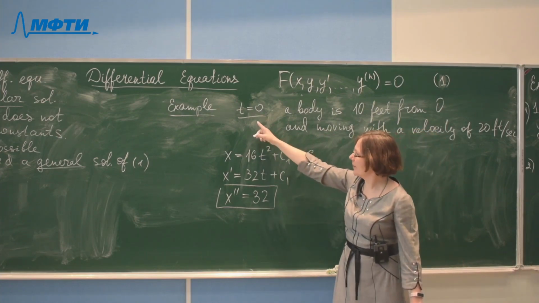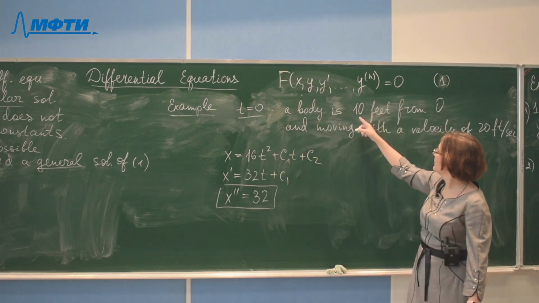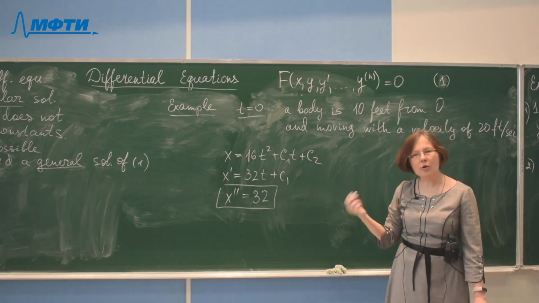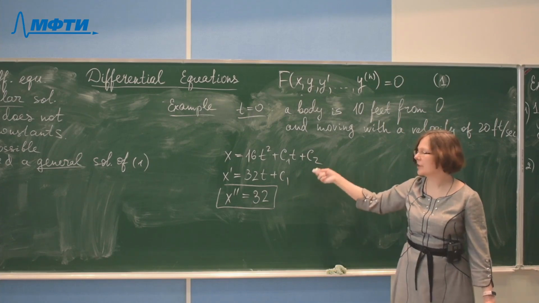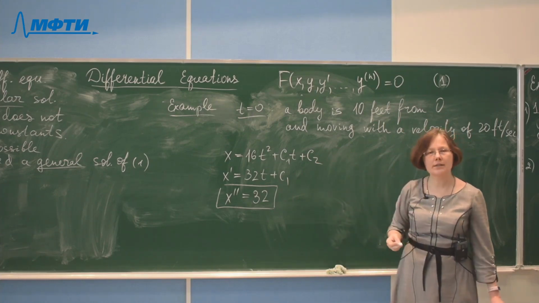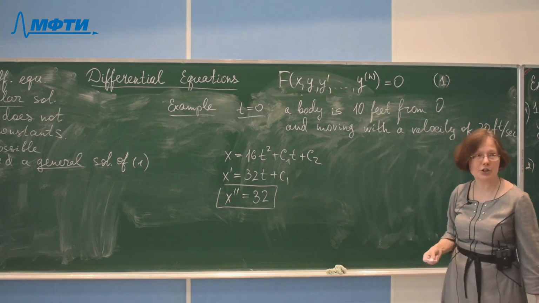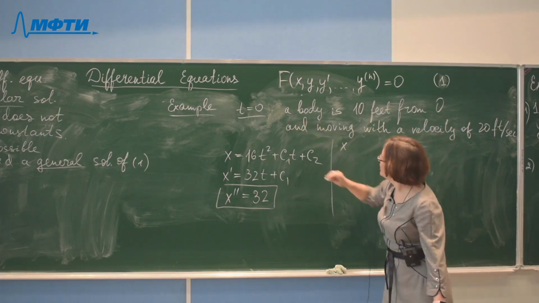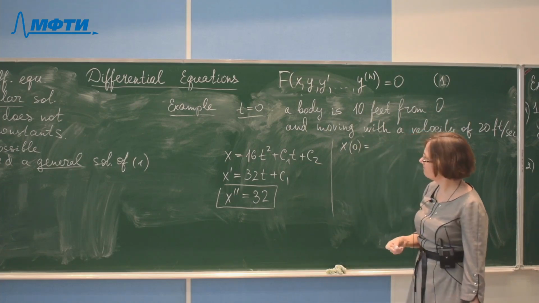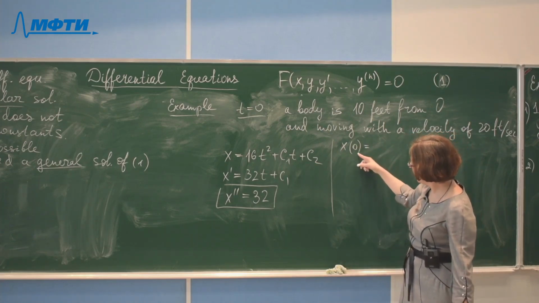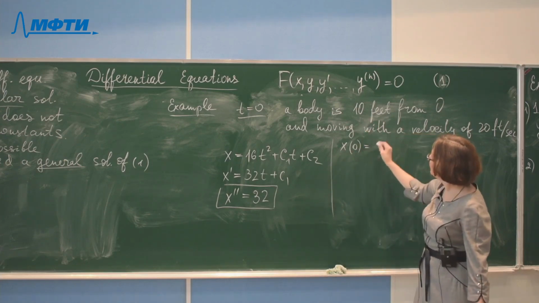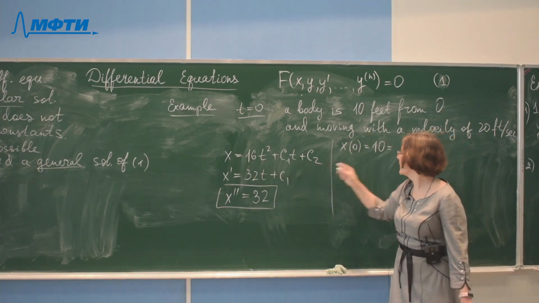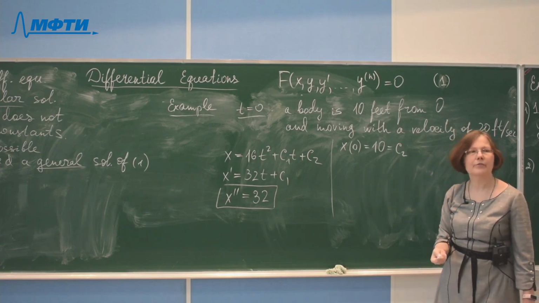which at time 0 is 10 feet from the origin and moving with this given velocity. So our goal, after we solve this equation, is to find the constants satisfying this initial condition. To do this, we substitute t equals 0, and we find that x of 0 should be equal to 10. From the other side, we can substitute 0 into this solution, and we will get that it is C2. So we have found C2.